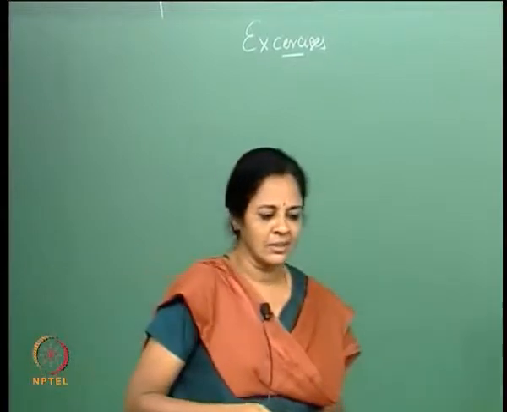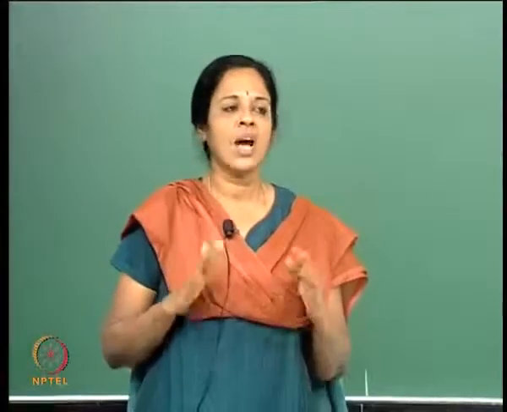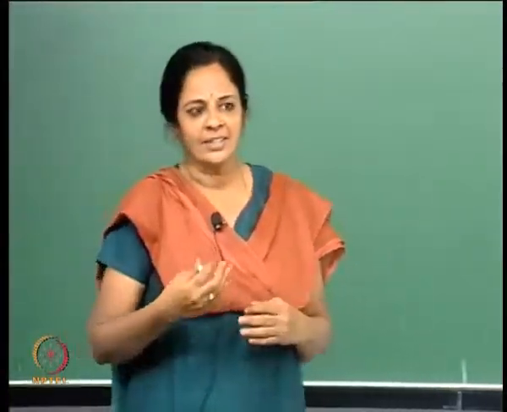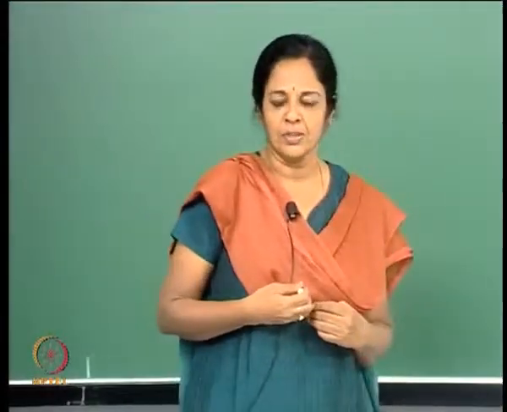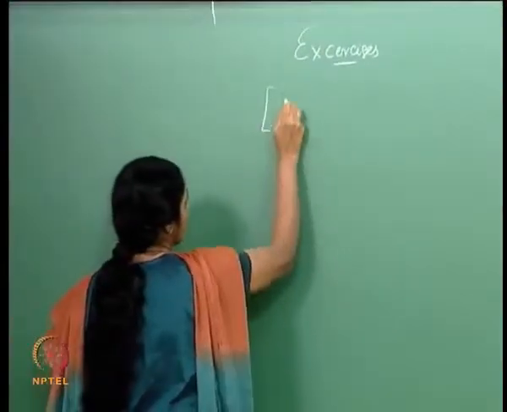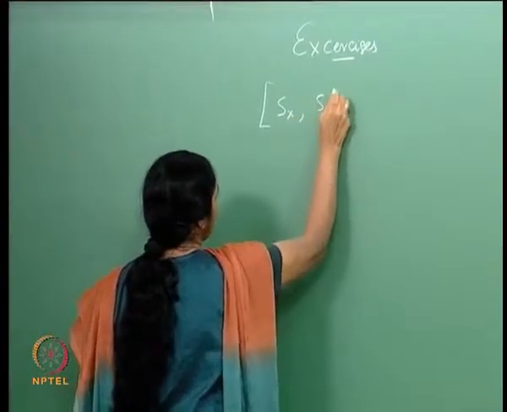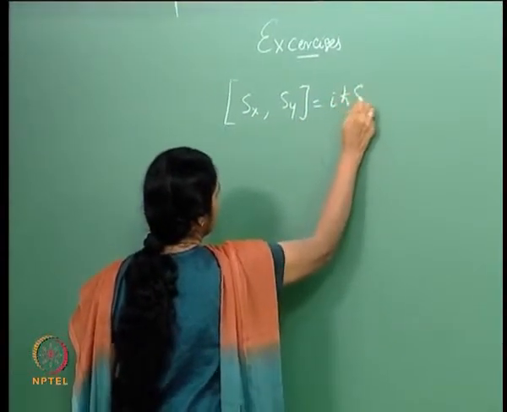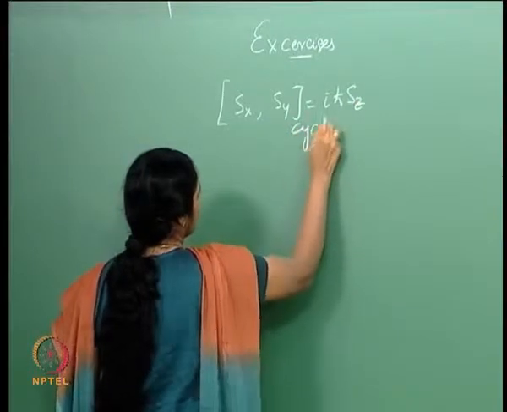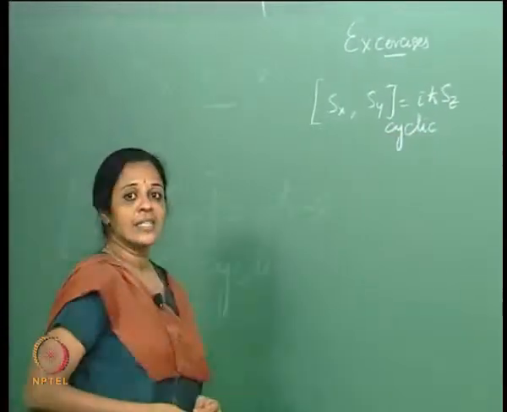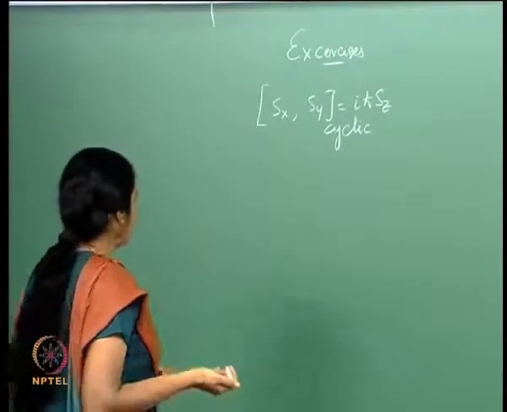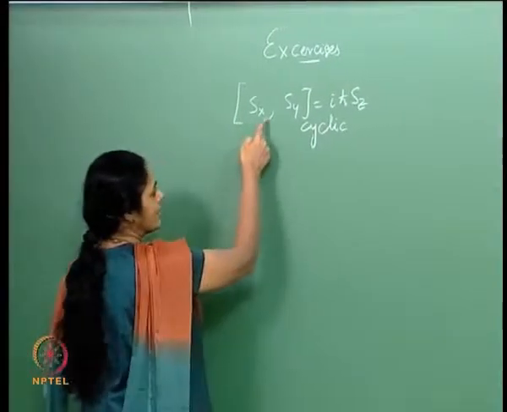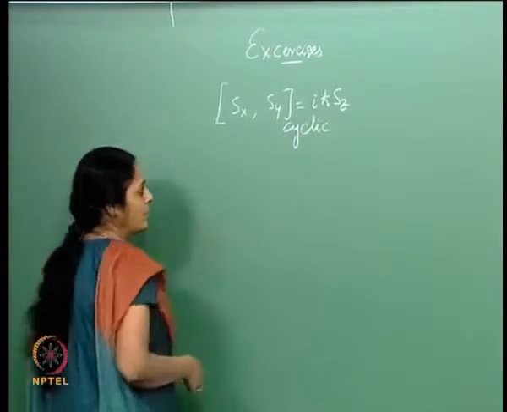And today's exercises would largely be related to operators and their algebras. You are already aware of the angular momentum algebra, where you had the spin generators satisfying the commutation relation: the commutator of Sx with Sy is iħ Sz, and that is a cyclic relation, because you could have a Z here and an X there and a Y there and so on.